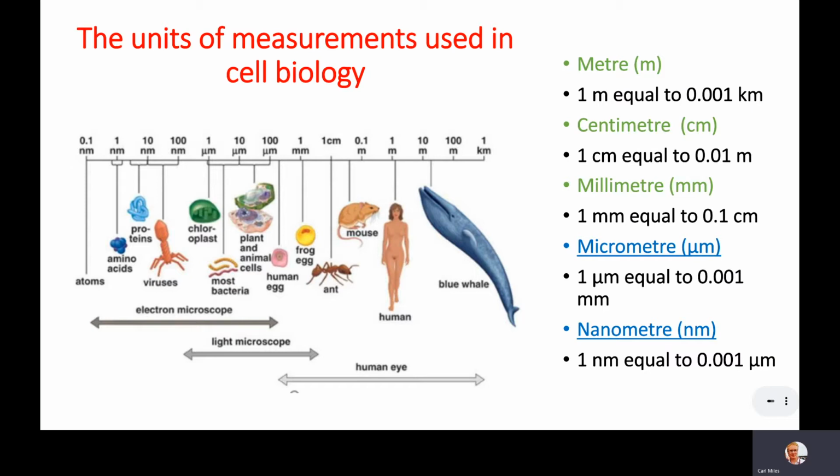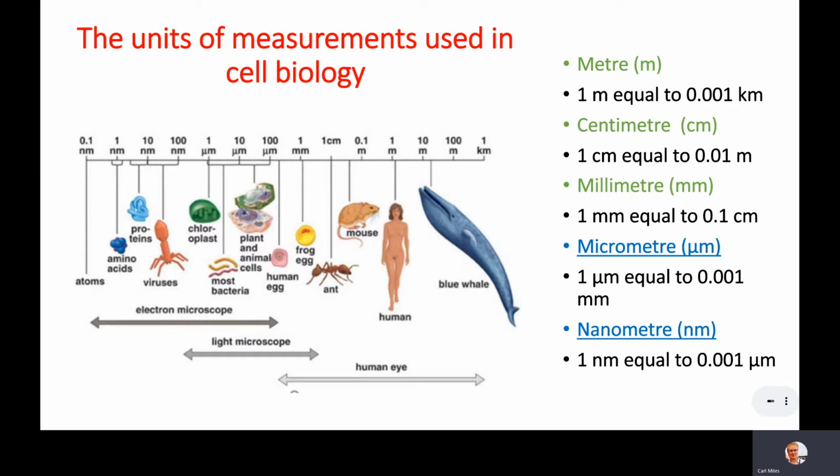So let's have a look on the right hand side, and what you can see there is our larger units of measurement, the meter and the centimeter and the millimeter. And then as we move down, we come on to perhaps two units that you won't be familiar with, the micrometer and the nanometer. If we have a look on the diagram on the left hand side, we see where the micrometer and the nanometer sit. Essentially, 1 micrometer is equal to 0.001 millimeter. It's clearly very, very small.